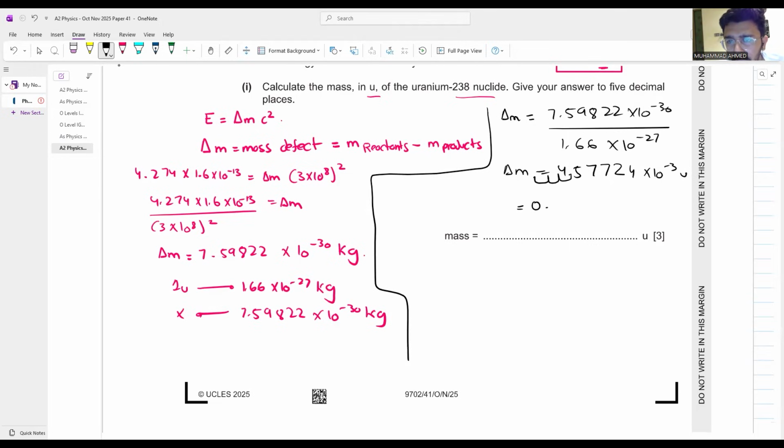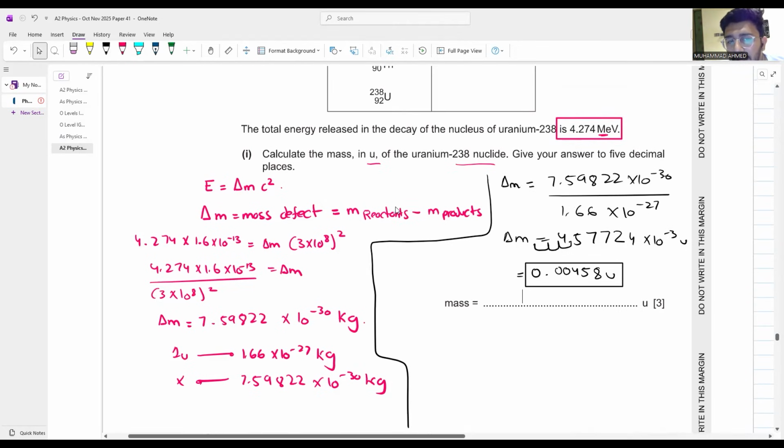Mass defect comes out to be what? 0.004, 3 decimal places, 4 decimal places. This will become 8u. This is your mass defect. Okay. Now you did not have to find the mass defect again.